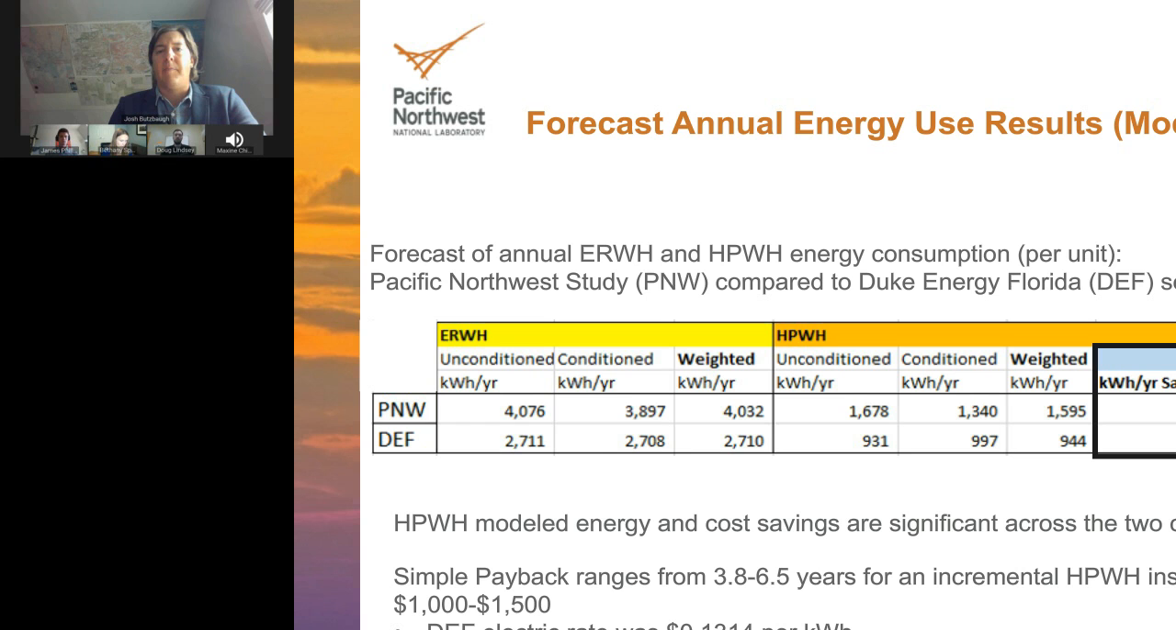And if you're looking at an incremental cost of $1,000 to $1,500 for a heat pump water heater, your simple payback will range between 3.8 and 6.5 years. For the heat pump water heater, that's roughly a quarter to half the lifetime of a heat pump water heater. And then for the remaining years that you have that heat pump water heater, you're just putting money in your pocket. That's $230 for Duke Energy Florida service territory, or $260 roughly for the Pacific Northwest.